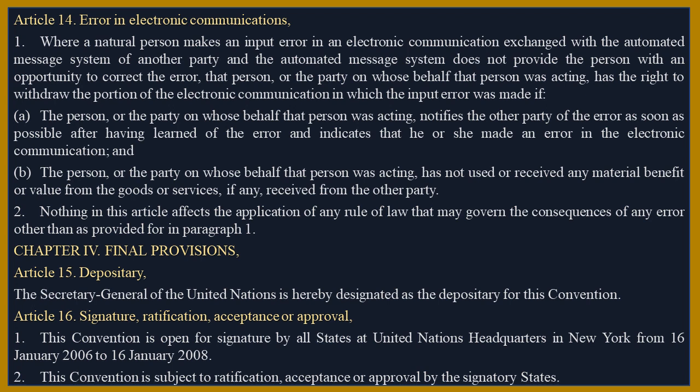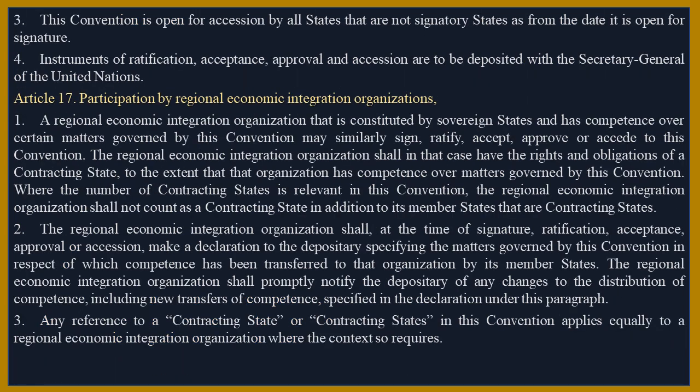2. This convention is subject to ratification, acceptance or approval by the signatory states. 3. This convention is open for accession by all states that are not signatory states as from the date it is open for signature. 4. Instruments of ratification, acceptance, approval and accession are to be deposited with the Secretary-General of the United Nations. Article 17. Participation by regional economic integration organizations.